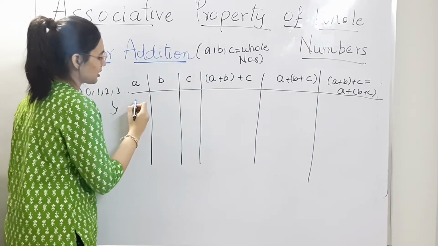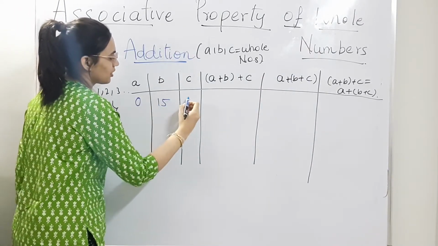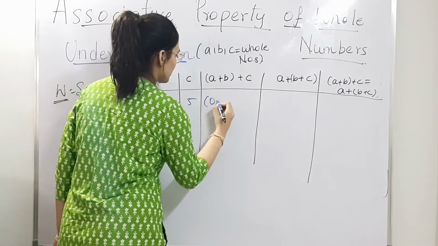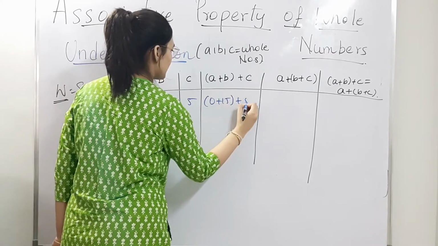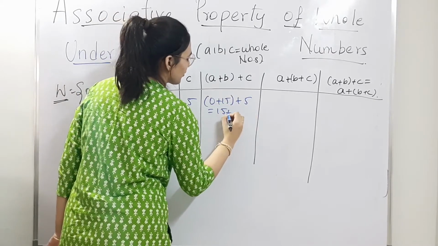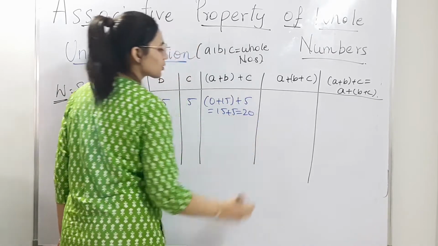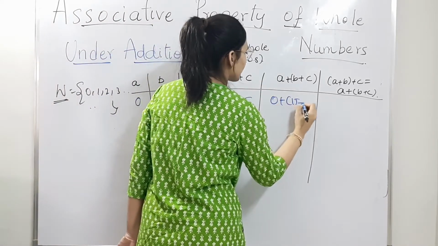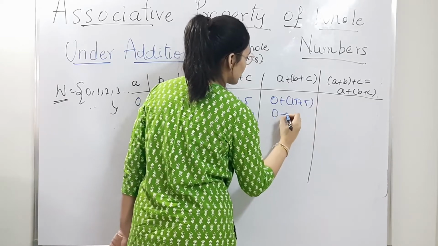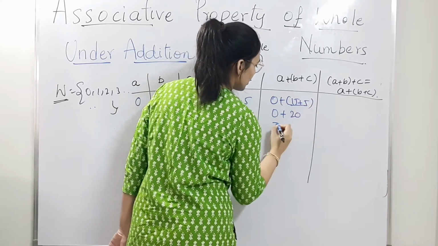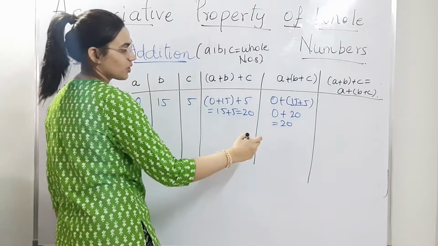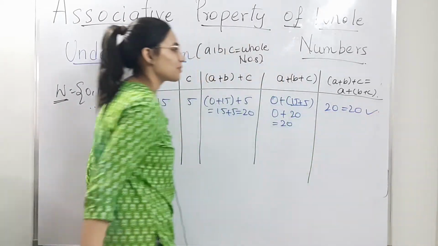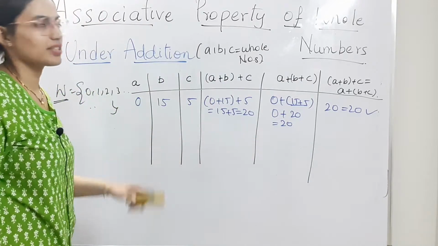First combination, I'll take 0, 15 and 5. First we group 0 plus 15 and then add 5. That is nothing but 15 plus 5, which is 20. Now let's see by adding 15 and 5 first and then adding 0 to them. 15 plus 5 is 20. So is 20 equal to 20? Yes. That means the associative property exists for this set of numbers.